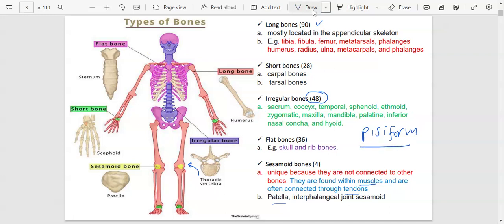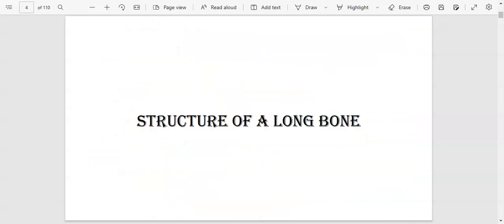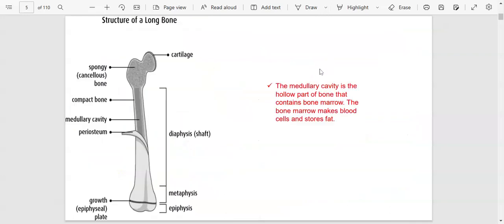All right. So let's get to look at the structure of a long bone. When you get to look at the structure of a long bone, it's going to have the cartilage. Okay, so the cartilage is the very end of a long bone there. And this is a portion that you are going to see connected to other bones. Remember, we said long bones, they get to articulate or they get to join with other bones. We also have the spongy bone, which is also called the cancerous bone. That is the inside of the bone, right?